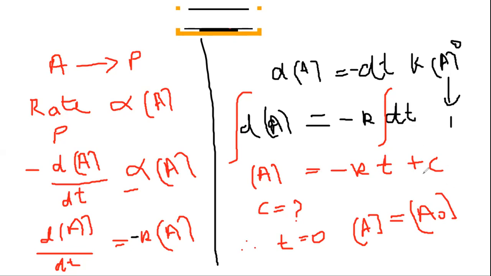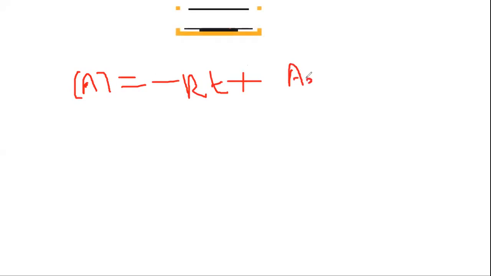Just putting the value of C, C is A naught. So what would be your next equation? The next equation would be A equal to minus kt plus the initial concentration of A, that is the value of C. So you have calculated the value of C, and this is the equation. And look, this is the same equation I showed in the previous slide.